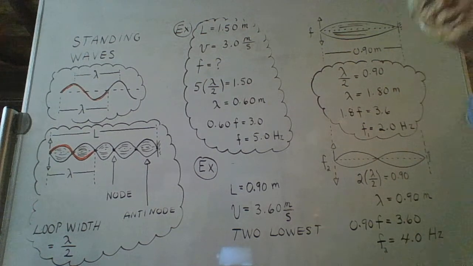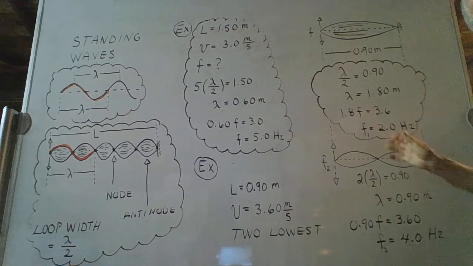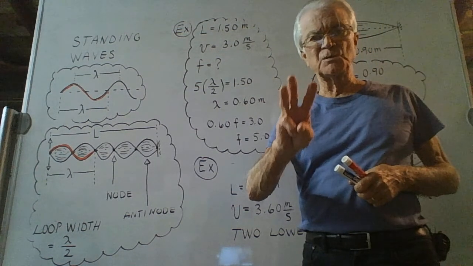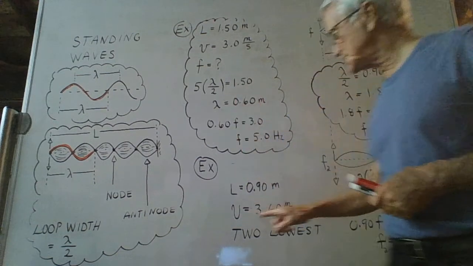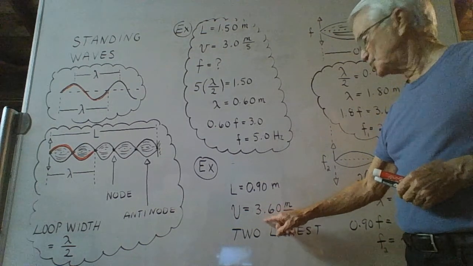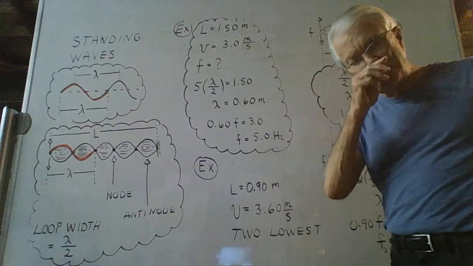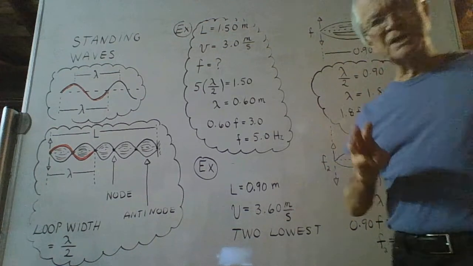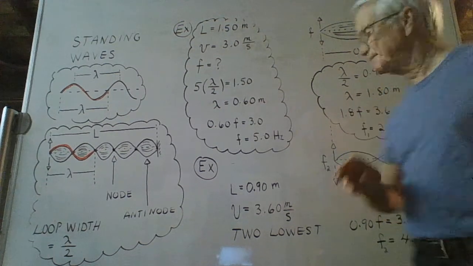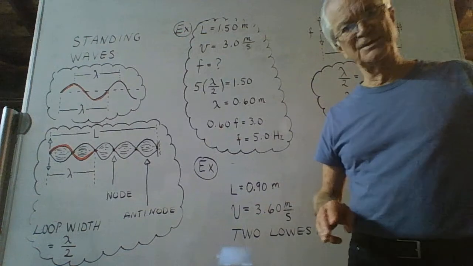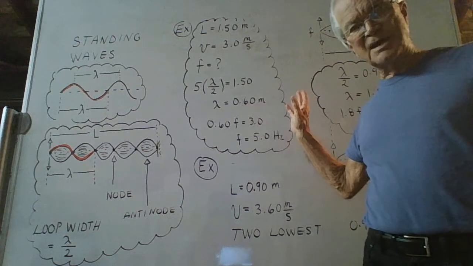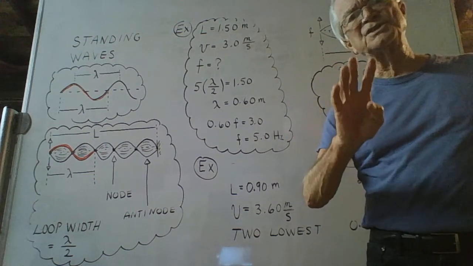Now, what I would invite you to do, and I will not do it for you, is to discover what is the third lowest frequency that will resonate on this particular string, whose length is that, and whose wave speed is 3.6 meters per second. What you will find for this third frequency, you could call it F3, is that the frequency that will resonate is 6 hertz. And then you do it for the 4th lowest frequency, repeating the same kind of calculation, and you'd find that the 4th frequency is 8.